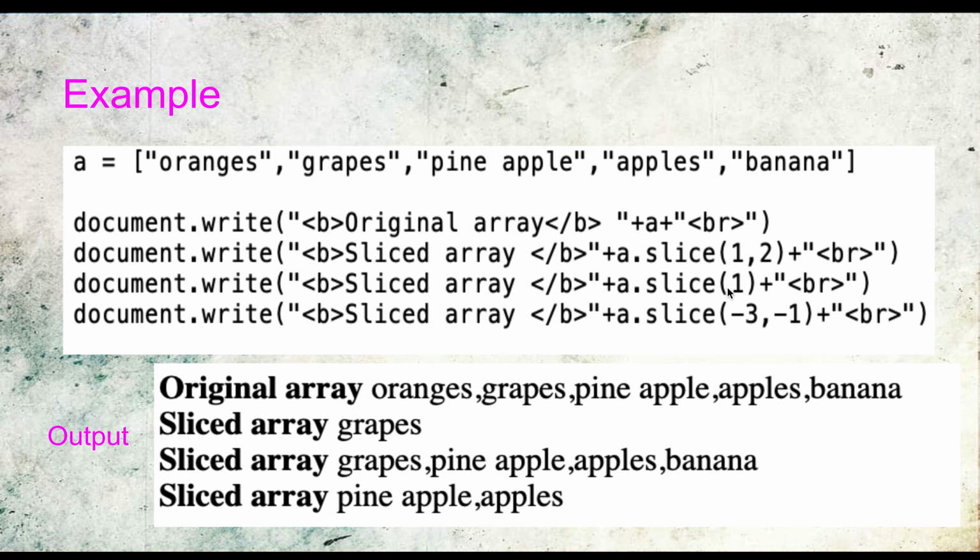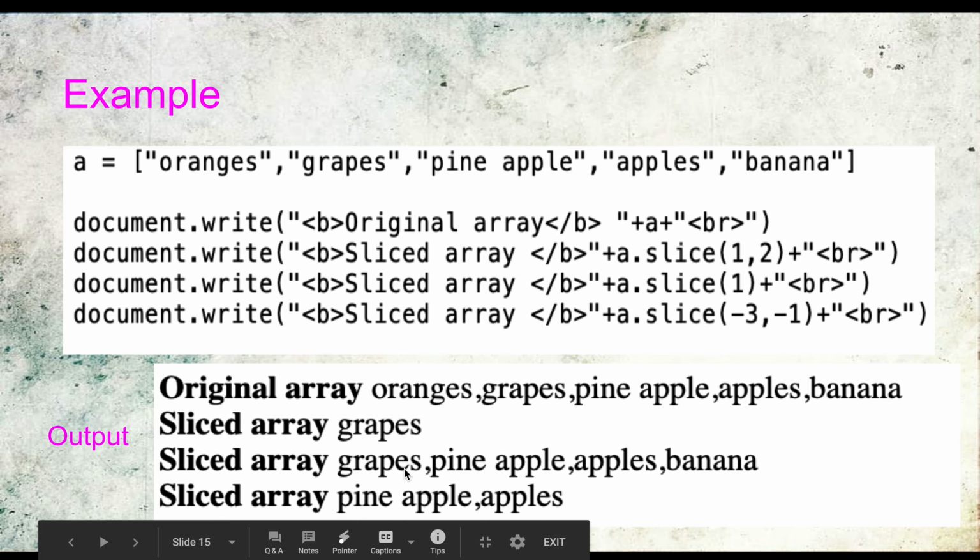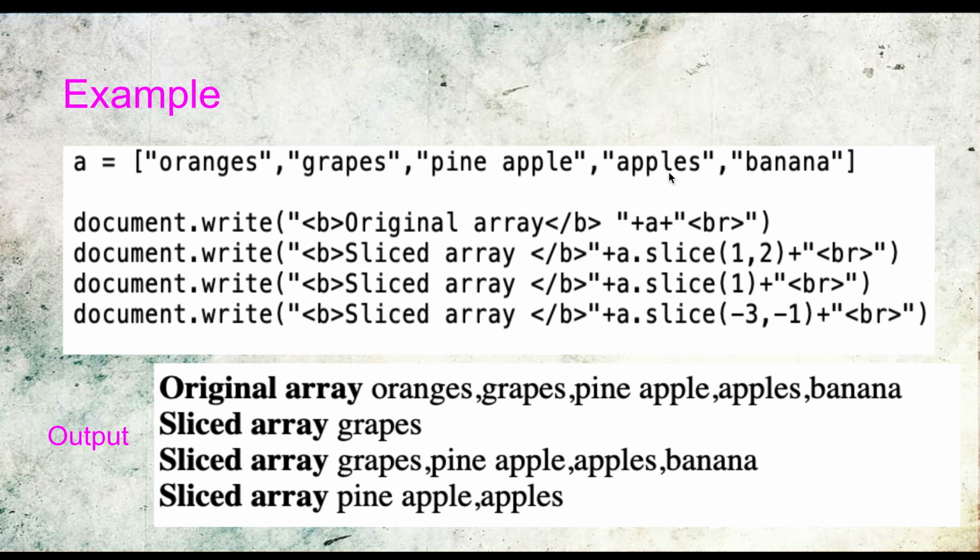Next case, the start index is given, the end index is not given. So in that case it will start from 1, and since end is not specified, it will take all the elements till the end of the array. So it will start from grapes, and as you can see in the output: grapes, pineapple, apples and banana. That is, it starts from grapes and slices the array including all the remaining elements in the array.